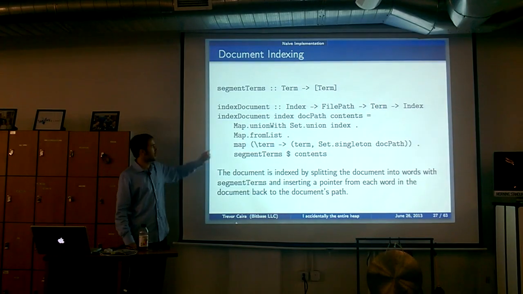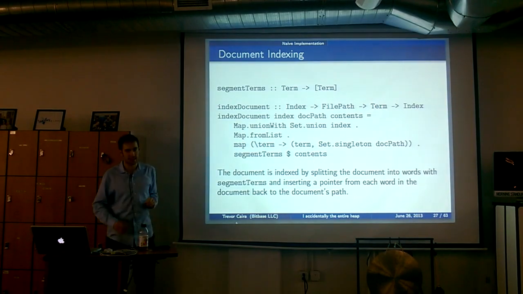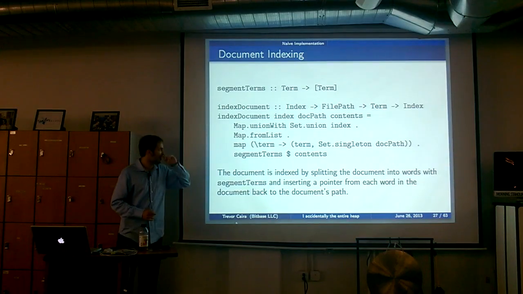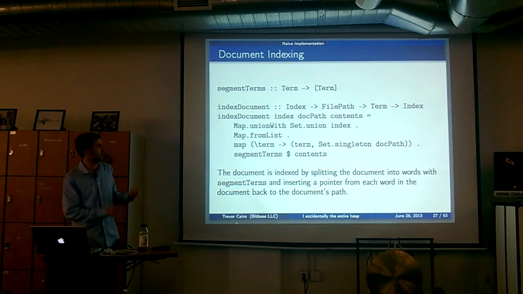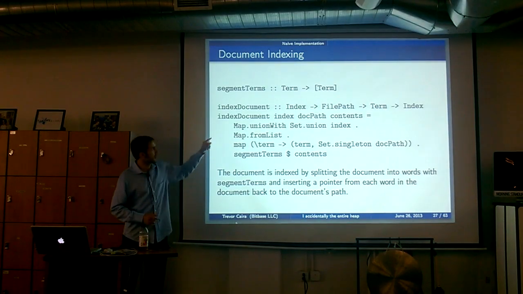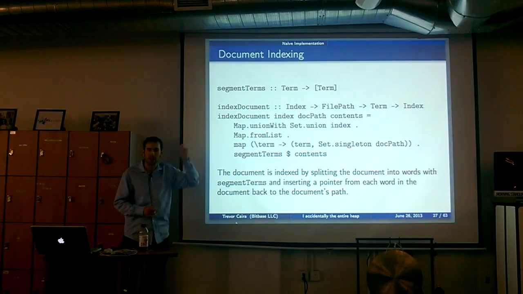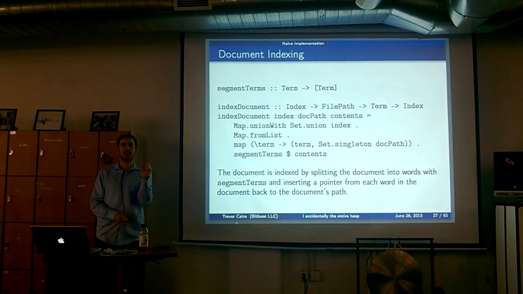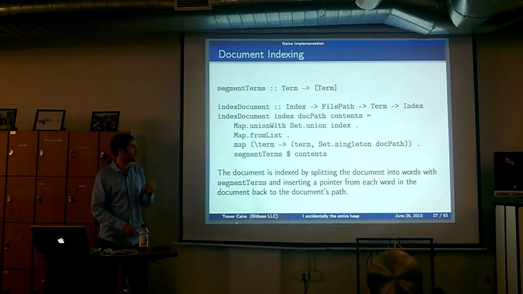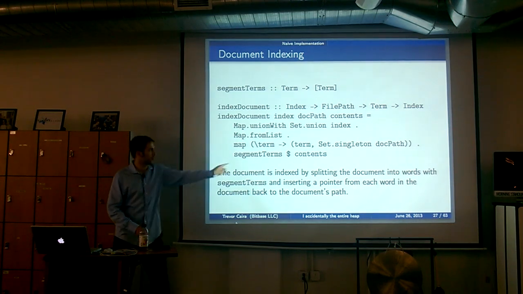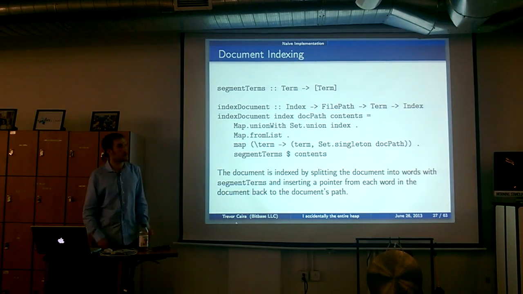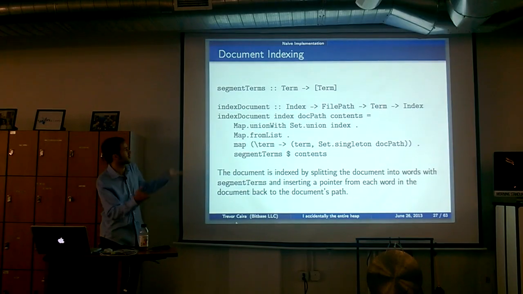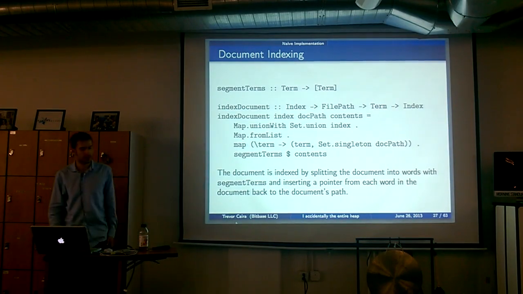And then I combine it with the existing index using union. Now I have to union twice, because I'm unioning first the index, which is the map, and then for each value, I'm unioning the existing set of documents pointed to by that term with this one single term, or there's no corresponding.